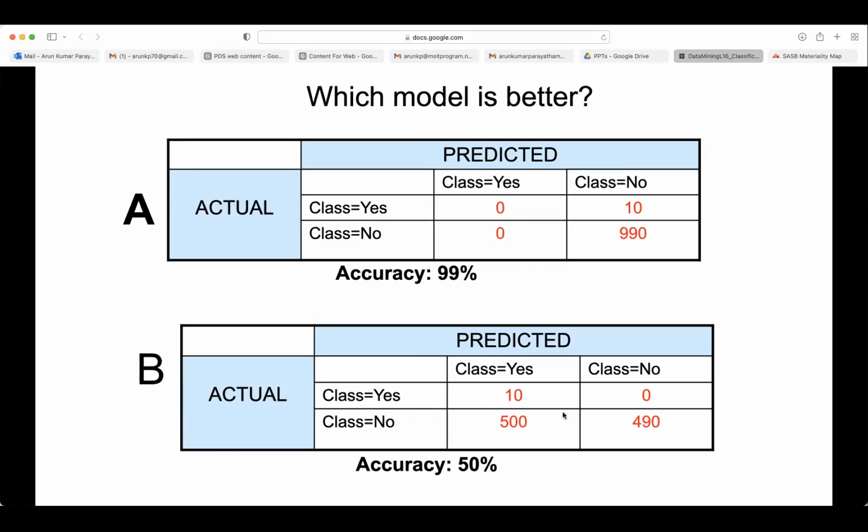Then accuracy is 50%, but what is the advantage when you compare with the previous model? In the previous case, you haven't caught even one fraudster or intruder. Now you are able to catch all of them, but you are also troubling 500 people, though they are not fraudsters or intruders, you are labeling them as fraudsters, intruders.